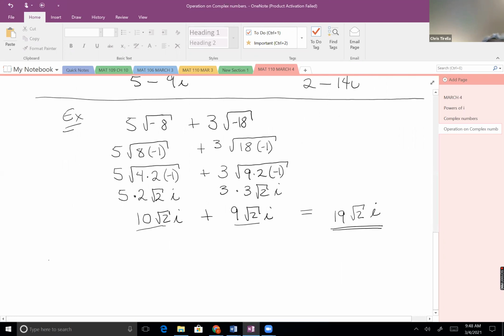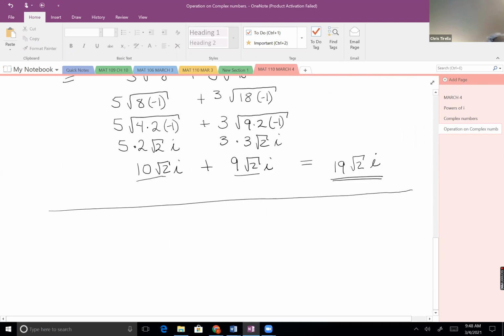Let's have you folks try one like that. Let's look at, let's say, the square root of negative 75 minus the square root of negative 300. Now be quiet for a minute.